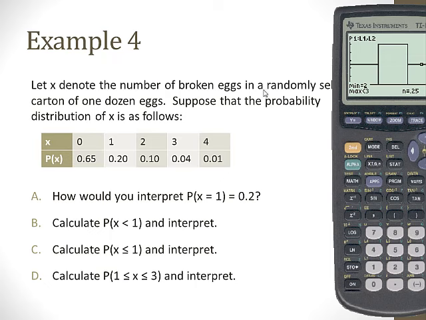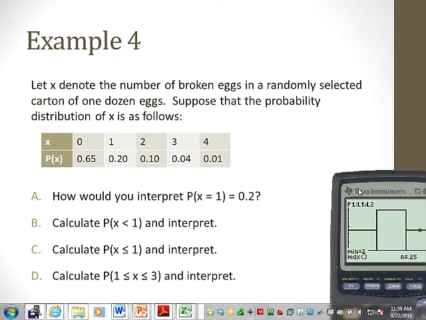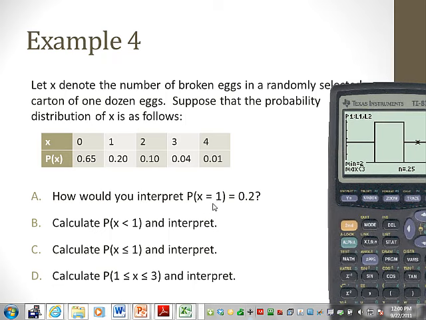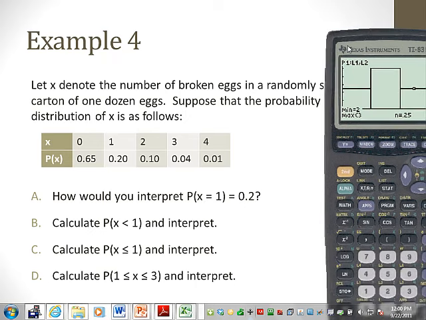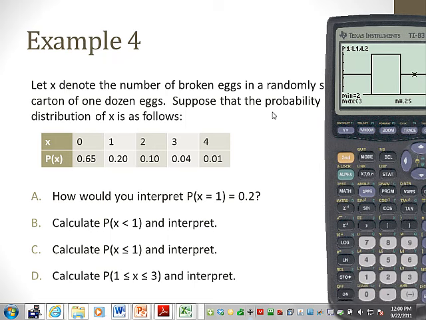Okay, example 4. Let X denote the number of broken eggs in a randomly selected carton of 1 dozen eggs. Suppose the probability distribution of X is as follows. We've got 0, 1, 2, 3, 4, and then P of x is 0.65, 0.20, 0.10, 0.04, and 0.01. So how would you interpret P of x, the probability that X equals 1 equals 0.2? What does that mean? Pause the video here and see if you can think about that rather than me just giving you the answer. And I think you can probably figure out B, C, and D as well.